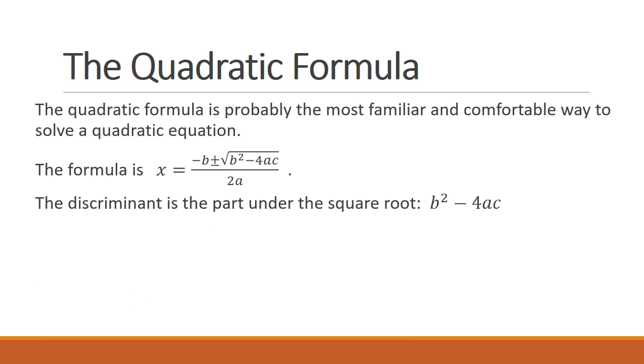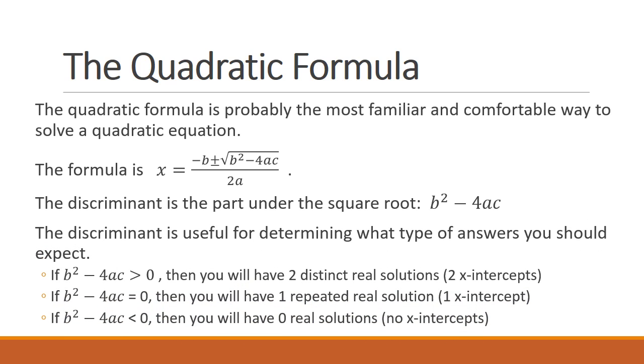Now the discriminant is the part under the square root, the b squared minus 4ac. And it's useful in determining what types of answers to expect. If the discriminant is greater than 0, the part under the square root is a positive number. That means you'll have two distinct real solutions. Graphically, that means that you have two x-intercepts.